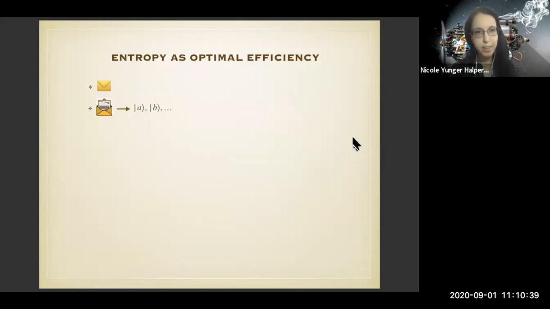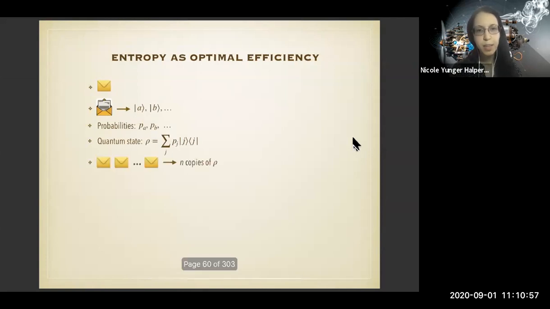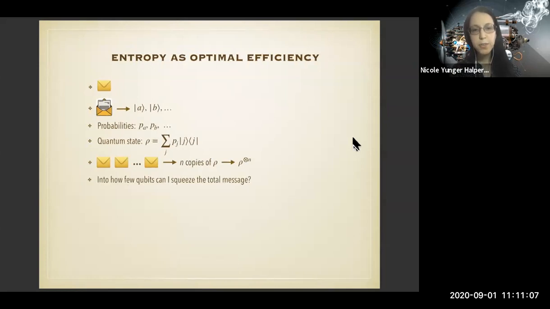We agree in advance on the quantum letters that I might send, A or B or C and so on. Eric knows the probability that I'll send A, the probability that I'll send B, and so on. According to Eric's perspective, I'm sending this mixed state in which the possible letters are weighted by their probabilities. Suppose for mathematical convenience that I send some large number n of copies of this state, then I'm sending a tensor product. Into how few qubits, basic units of quantum information, can I squeeze the total message? We're talking about the information processing task of data compression.